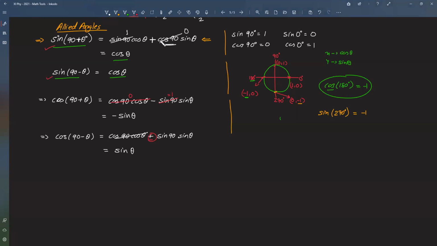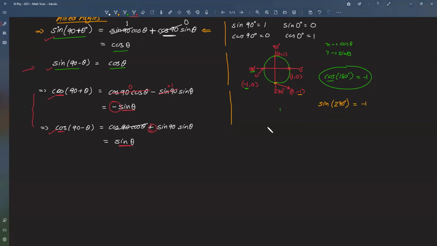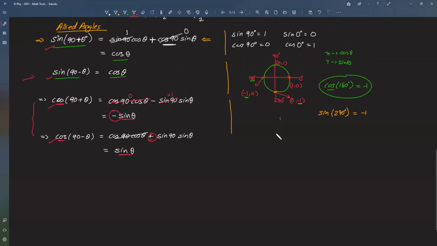So sin 90 plus theta, sin 90 minus theta, cos 90 plus theta, cos 90 minus theta. There is one pattern: sine changed to cos in the first set, and in the next two we saw that the cos ratio has changed to sine ratio. There is one problem, that is this negative sign, right? So we'll come to that. Let's move to the next angle.